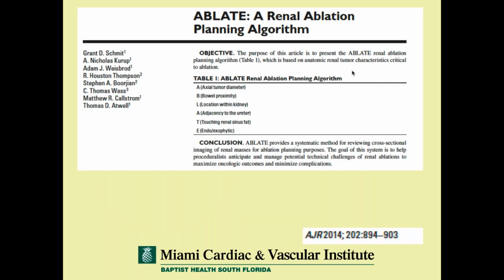This is a very interesting algorithm published in 2014 by Dr. Atwell, and it really talked about, when you're looking to plan an ablative therapy, look at the diameter, which is size, and then look at the location within the kidney. Is it adjacent to the ureter? Is it touching the renal sinus fat or more central? Is it more endophytic than exophytic? These are important as you start planning this therapy, to give you an idea: do you need to do any additional adjunct manipulations to decrease complications and get better outcomes? And is it really the best lesion to be working on? And what are you going to do to make sure you have a good margin and good result?